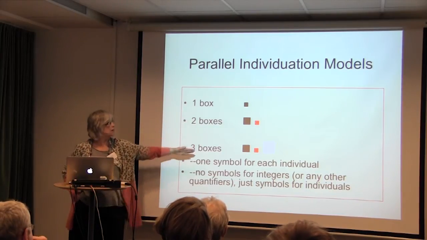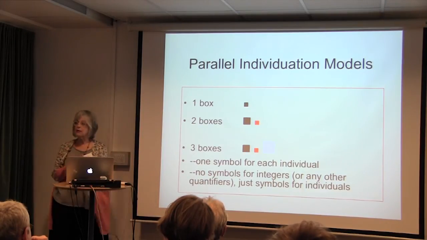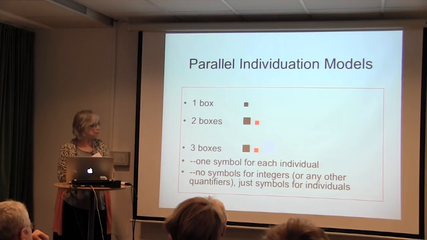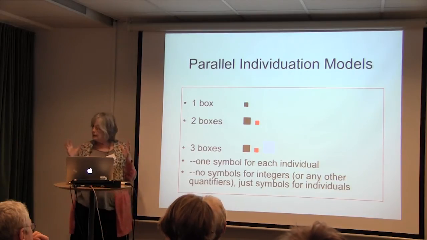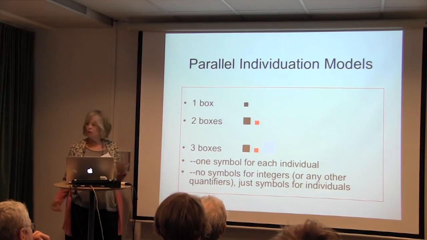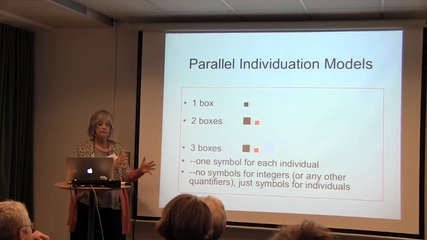I think they're iconic symbols for boxes, right? So they're like pictures of boxes with size and color and shape bound to them. Perceptual representations, iconic representations. Notice that in these models, there's no symbol for cardinal values of sets or any other quantifiers. There's just symbols for the individuals.